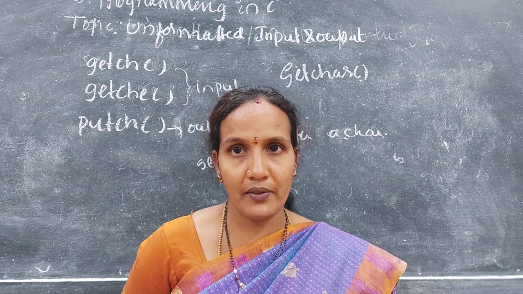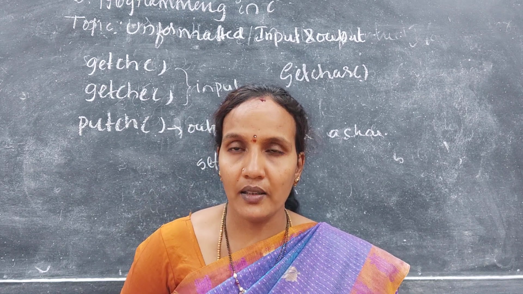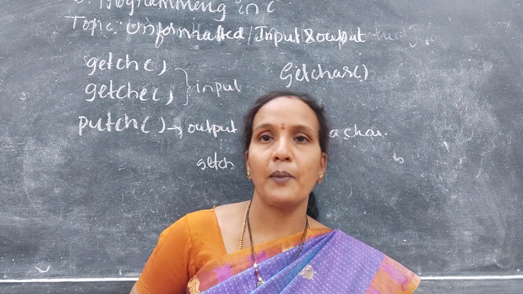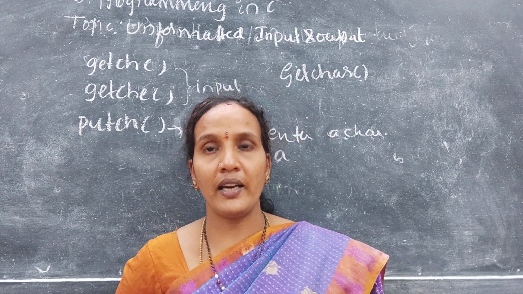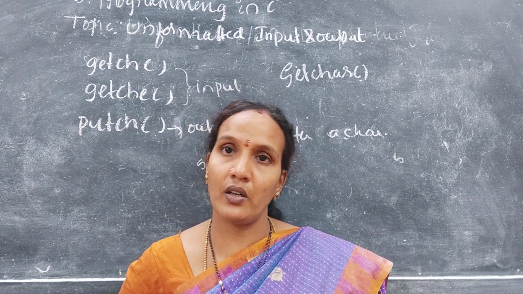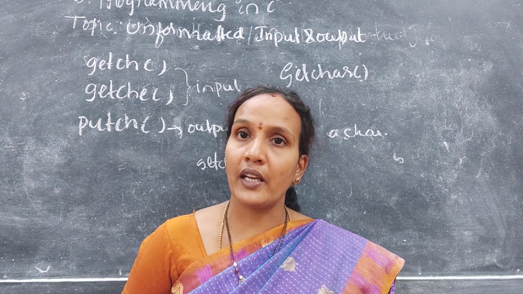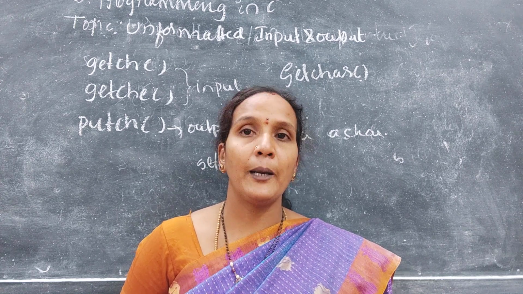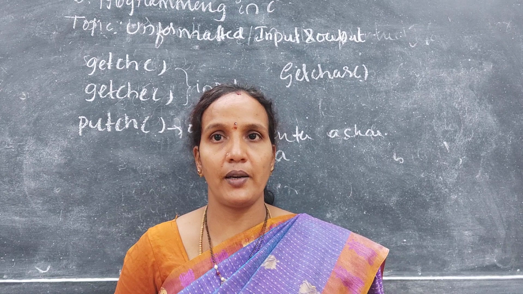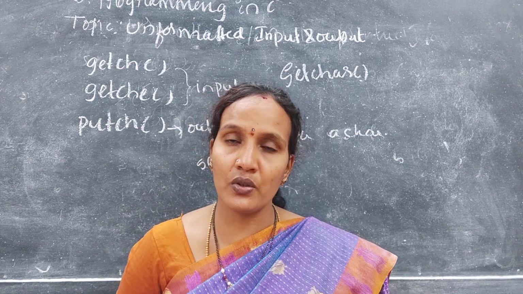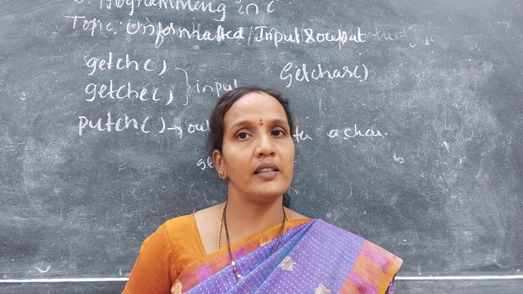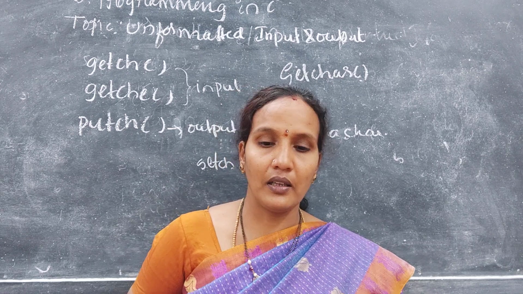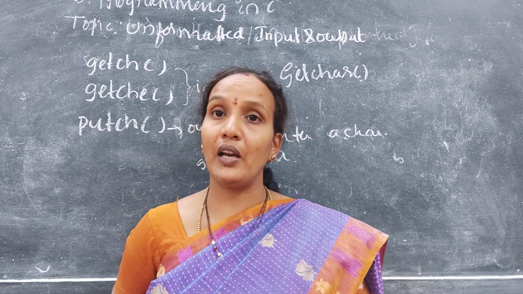Under unformatted, you have getchar, putchar, gets, puts, getch, getche, putch. Getchar is used to collect a character from a user. Putchar is used to print the character on the screen which you have collected from getchar. Gets is used to collect a string from a user, and puts is used to print a string on the output screen. And getche is used to collect a character from a user, and that character is printed on the output screen by using putch. So this is about unformatted input and output.